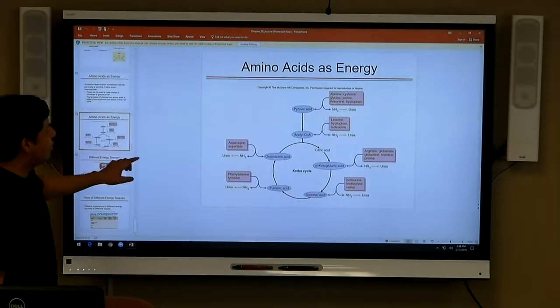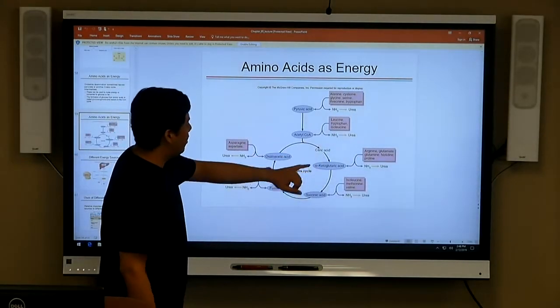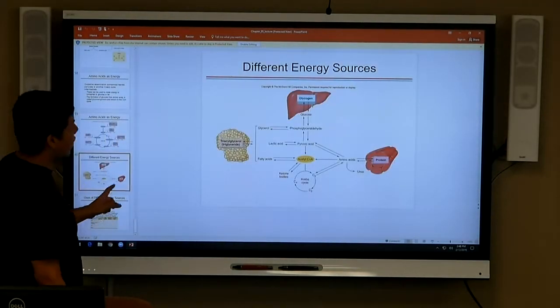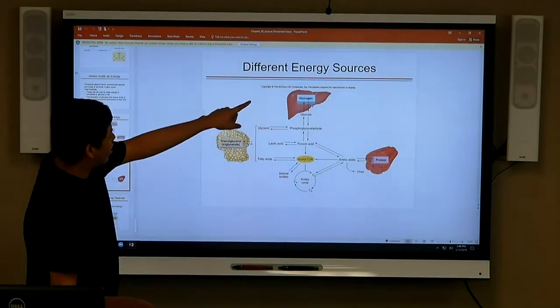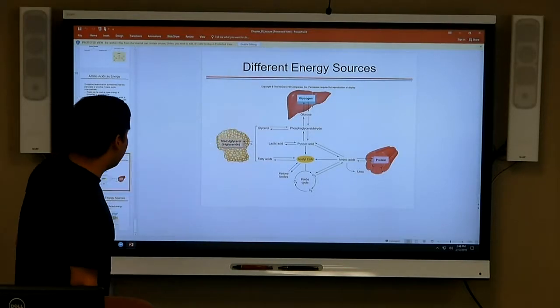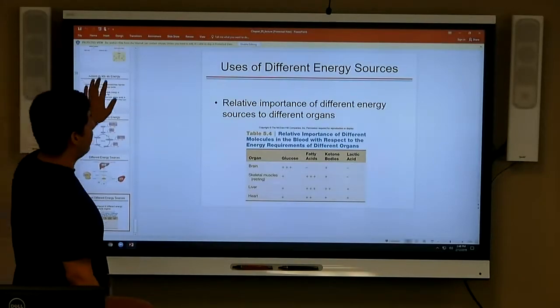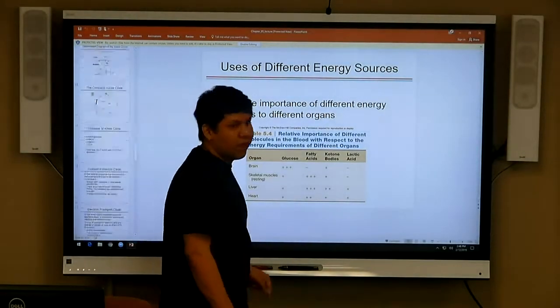And then this is the Krebs cycle, citric acid. Different energy sources: glycogen, protein, triglyceride. And that's it for the chapter 5 lecture.